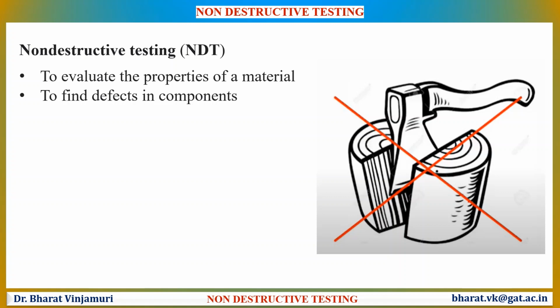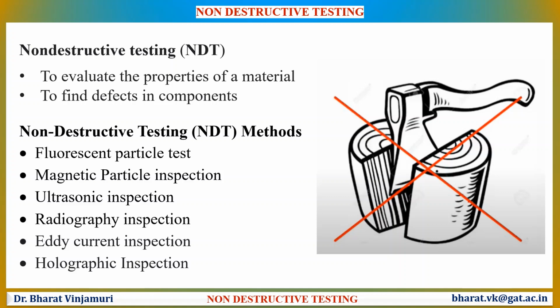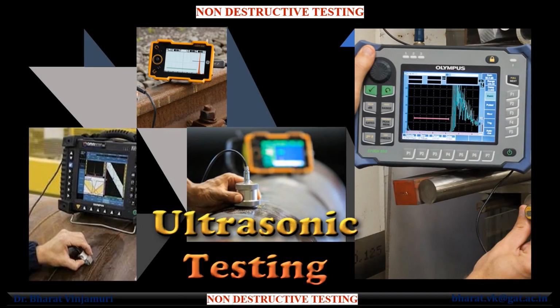The six most frequently used NDT methods are fluorescent particle test, magnetic particle inspection, ultrasonic inspection, radiography inspection, eddy current inspection, holographic inspection. We'll be discussing ultrasonic testing, which is a family of non-destructive testing techniques based on the propagation of ultrasonic waves in the object or material tested.